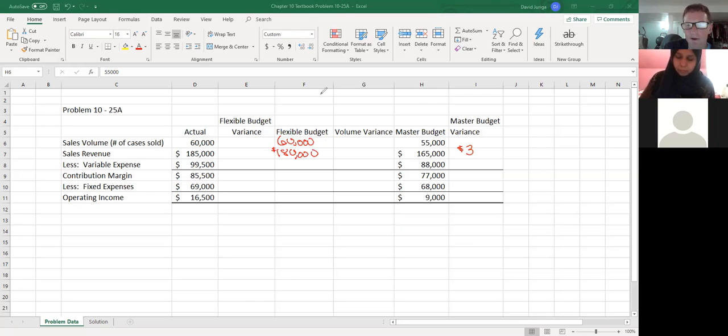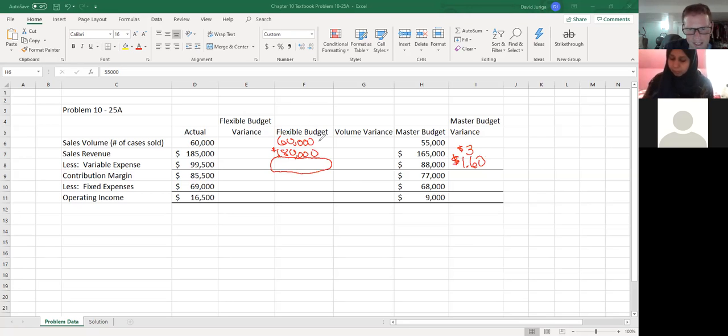Now, the next thing we want to do is fill in this column first, and then we'll go back and talk about some of the strategy here. So we've got $88,000 at 55,000 units. Could we figure out our budgeted variable cost per unit now? And of course, the answer is yes. If you take 88,000 and divide that by 55,000, you get what? $1.60, right?